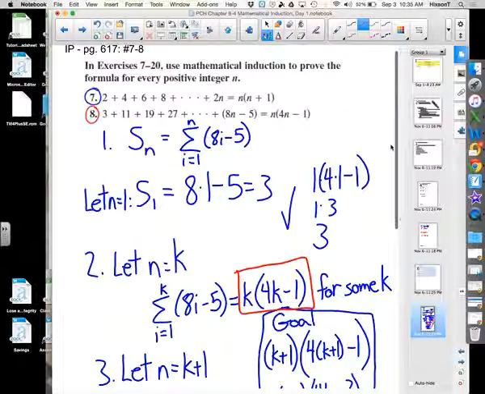If you put a 2 in the formula, you'd be adding the first two terms, right? So that would be 3 plus 11 would be 14, right? So that's n equals 2. We're adding the first two terms. If we plug a 2 in here, 2 times 4 times 2 minus 1, that's 8 minus 1 is 7. 2 times 7 is 14. So it'll work. Okay? That's okay.